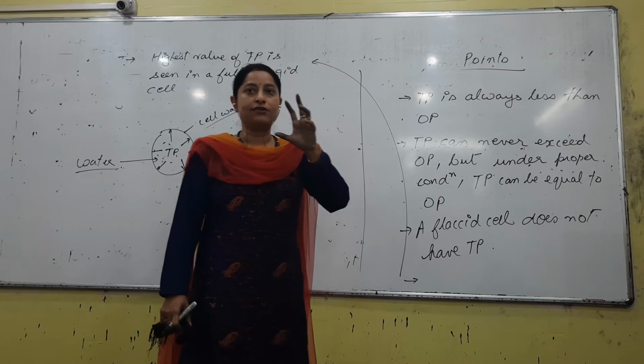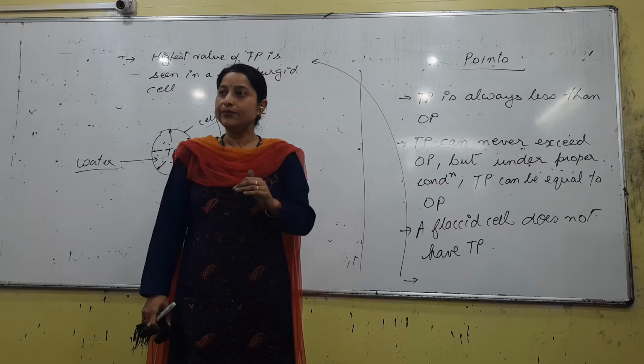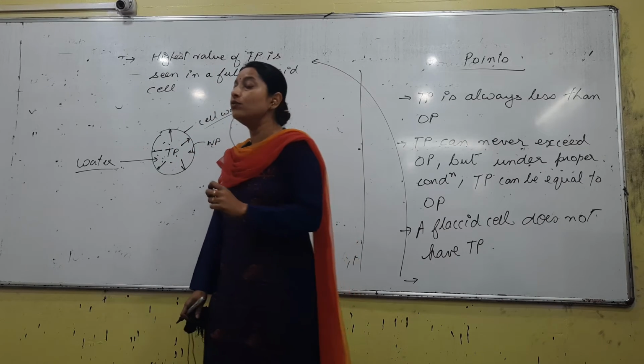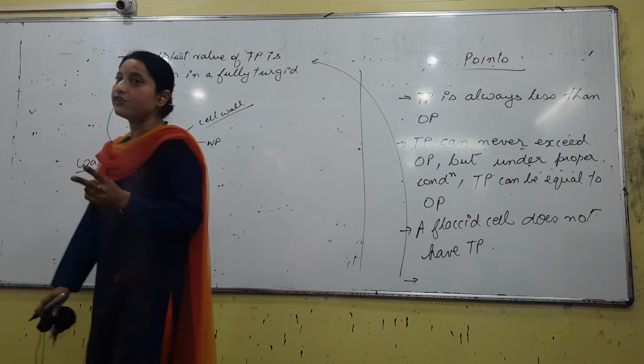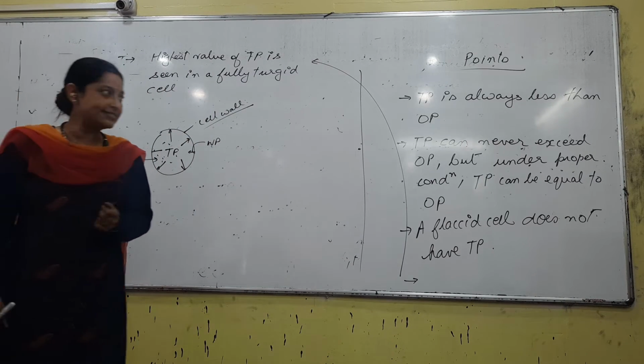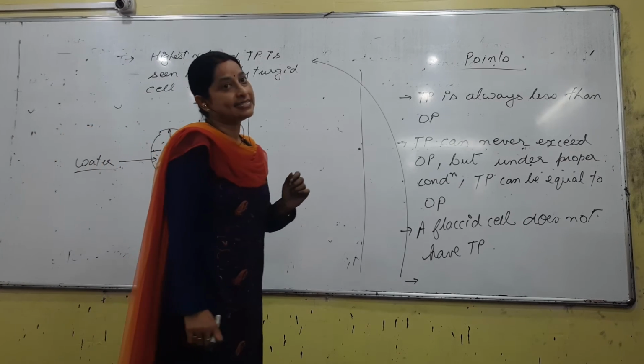Inside the cell there is liquid and there are solutes; there is a pressure from the liquid and a pressure from the solutes. So, inside the cell, whose pressure will be more? It is always the pressure of the solute that is more as compared to the liquid inside the cell. That is the reason why we are writing TP is always less than OP.